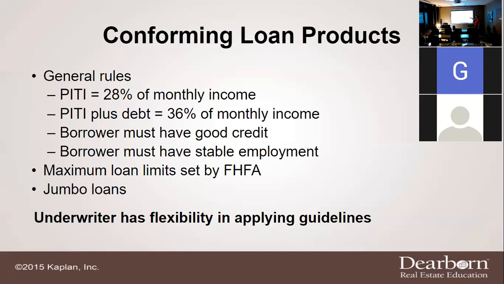And remember, your PITI is going to be your principal, your interest, your taxes, and your insurance. So does it equal up to 28% of his monthly income? We don't want it more. As long as his principal, interest, taxes, and insurance is no more than 28%, he's conforming. If his PITI plus his debt equals no more than 36% of his monthly income, we're good.